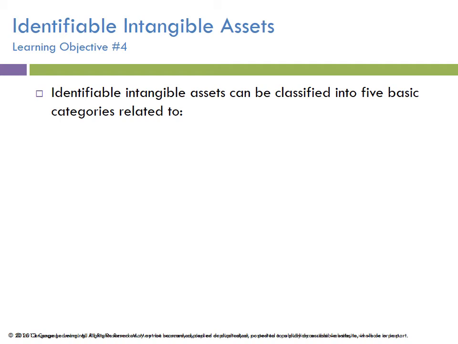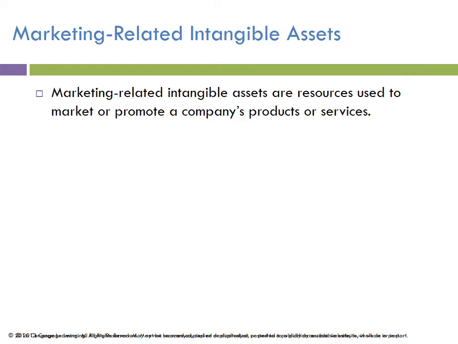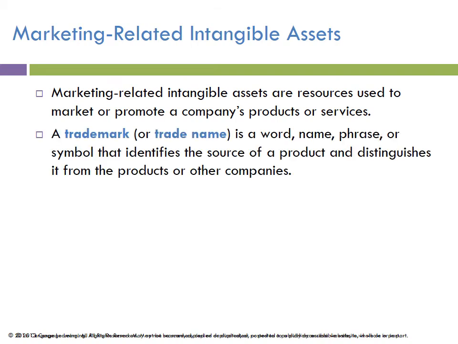Identifiable intangible assets can be classified into 5 basic categories. So we're just looking at the different categories these can fall into: marketing, customers, artistic works, contracts, technology. Marketing-related intangible assets are resources used to promote or market a company's product or services. Some common examples: trademark or trade name, a word, name, phrase, or symbol that identifies the source of a product and distinguishes it from the products of other companies. So like Under Armour, that's a distinct symbol. That's a trademarked symbol.